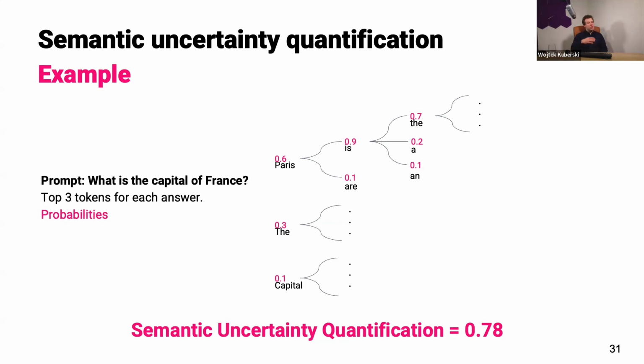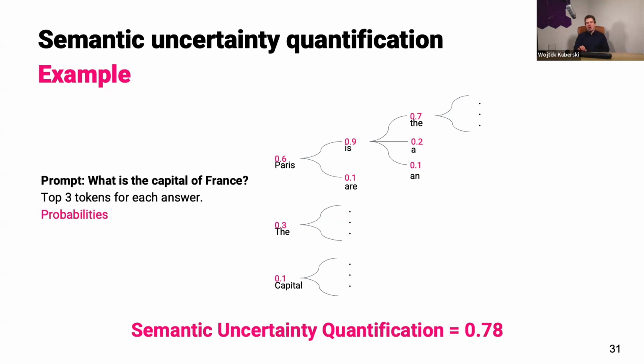And then just here, visualizing the top 3 tokens for each answer and taking the probabilities, we could see that the answer is "Paris is the capital of France." It could also answer "The capital of France is Paris," or just "Capital of France is Paris," skipping the article. And then if we see that these answers, we'll try to measure the different potential meanings, and we're gonna then try to incorporate that meaning into our uncertainty quantification.